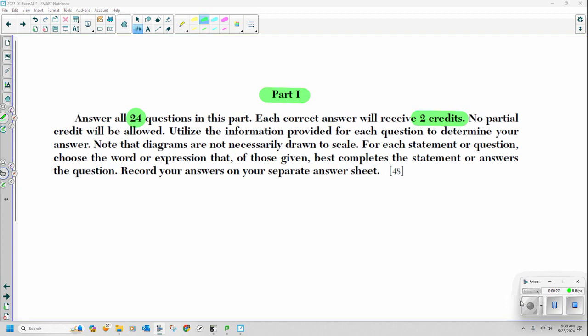FYI, this is part 1. Okay, problems 1 through 8. They are part of the multiple choice. There are 24 multiple choice questions in total. Each of them is 2 credits. There is no partial credit. You are not required to show any work, but we will do work where necessary.